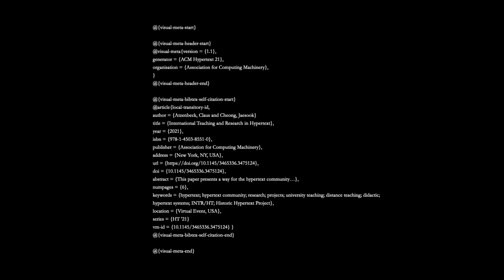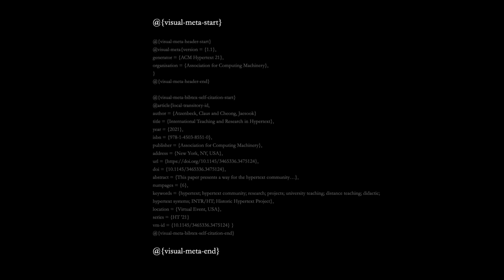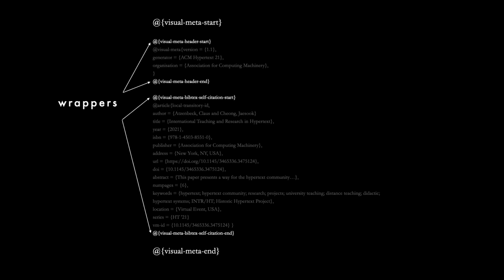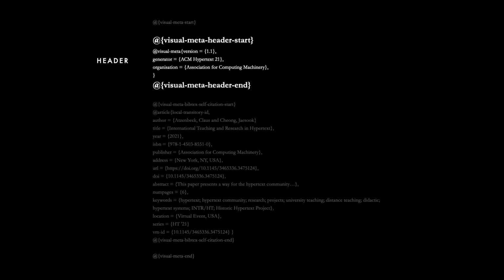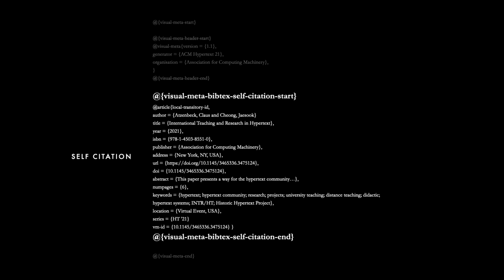So this is an example from this conference's paper. It starts with @VisualMetaStart and ends with @VisualMetaEnd. And inside we have wrappers. So for example, the head is what version this is, who produced it, and so on. Then we have self-citation, which is 100% actually the BibTeX for this document, which is used to allow others to cite this document.